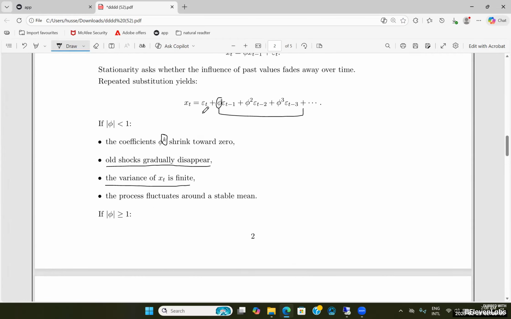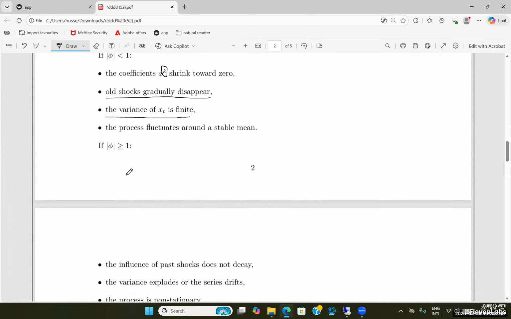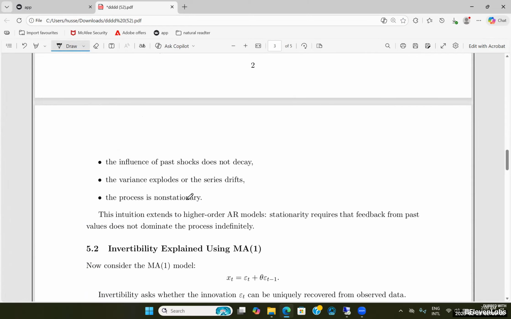For example, if the coefficient associated with previous error shocks is found to be greater than 1, this indicates that the impact of those past disturbances is not diminishing, but rather growing, causing the variance to explode or the entire series to drift uncontrollably. Consequently, we can conclude that the underlying process is inherently non-stationary.